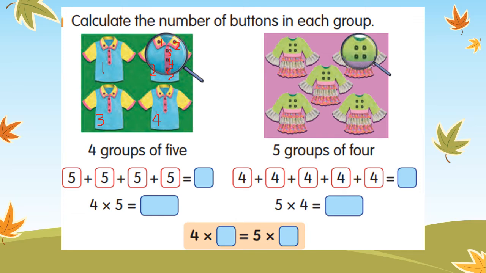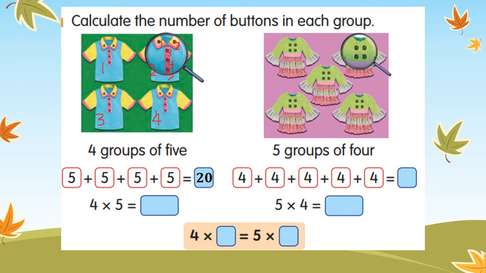So, we get the number sentence. Okay, mula-mula sekali, the repeated addition sentence dulu. Ya, penambahan berulang dulu. 5 plus 5 plus 5 plus 5 is equal to, semua sekali ada berapa button? Ada 20. Ya, kalau kita kira semua sekali ada 20 buttons. So 5 plus 5 plus 5 plus 5 equal to 20.